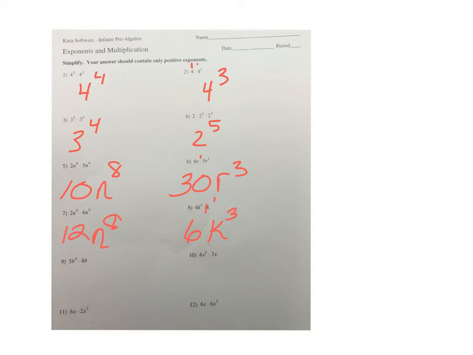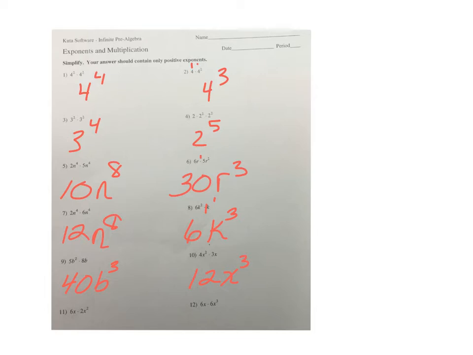Number 9, multiply the coefficients. 5 times 8 is 40, keep the base b, add the exponents. 2 and the 1 from the b is 3. Number 10, multiply the coefficients. 4 times 3 is 12. Remember, the coefficients are the numbers in front of the variable. Hopefully you caught on to that. Keep the variable, keep the base x, and add the exponents. 2 and 1 is 3.